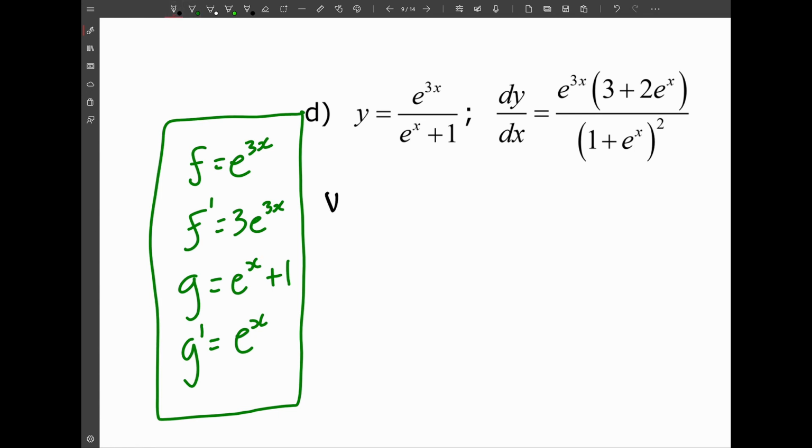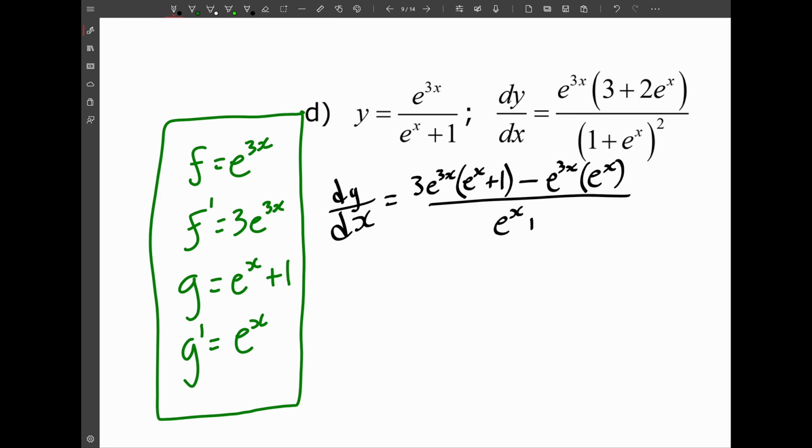So now I go to do my derivative. Here we go. So what I've got is I'm going to start with my f prime, 3e to the 3x, times my g, which is e to the x plus 1, minus my f, which is e to the 3x, times my g prime, which is e to the x, all over e to the x plus 1 all squared. Beautiful.